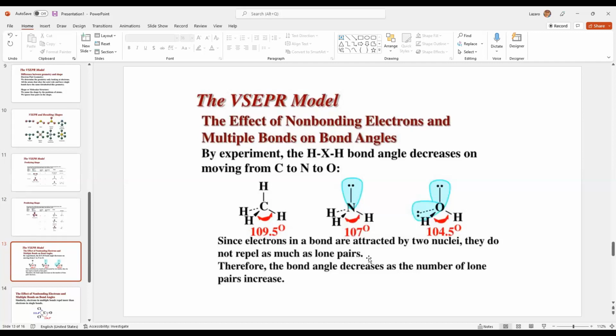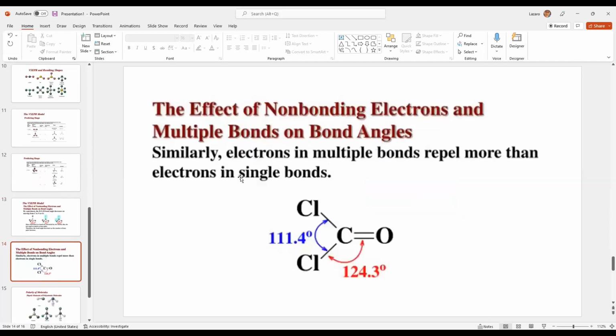Since electrons in a bond are attracted by two nuclei, they do not repel as much as lone pairs. Therefore, the bond angle decreases as the number of lone pairs increases. Take this into account. What is the effect of multiple bonds on bond angles? Well, when you have a double bond, this angle will be bigger than the angle between two single bonds.